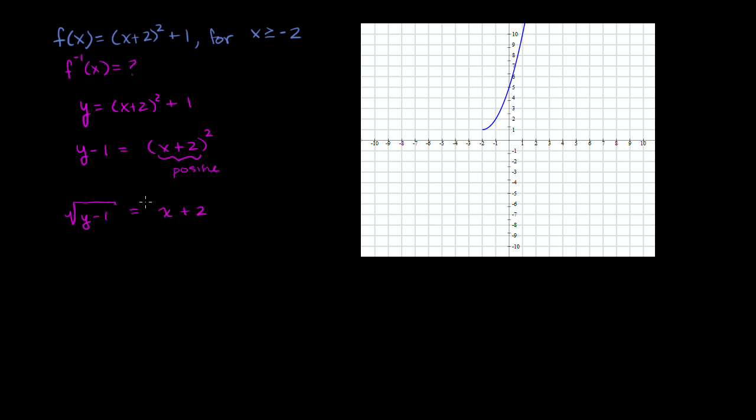And one thing I should have remembered to do is from the beginning, we had a constraint on x. We had for x is greater than or equal to negative 2. But what constraint could we have on y? If you look at the graph right here, x is greater than or equal to negative 2. But what is the range of y values that we can get here? Well, if you just look at the graph, y will always be greater than or equal to 1.